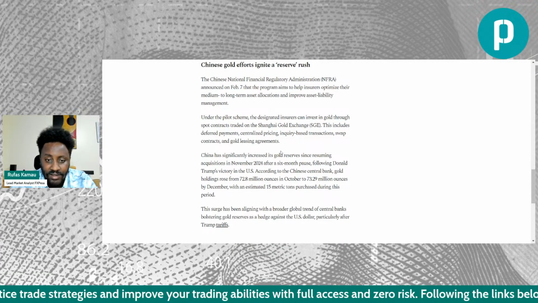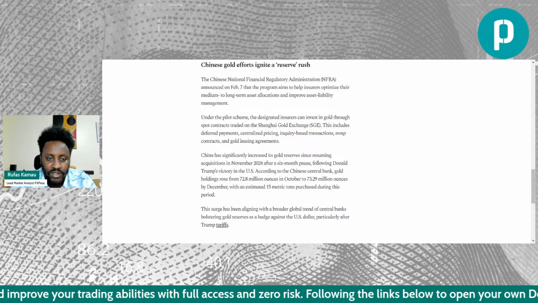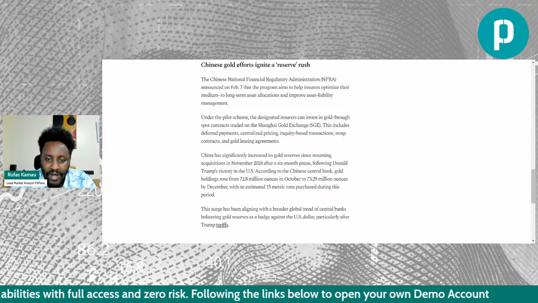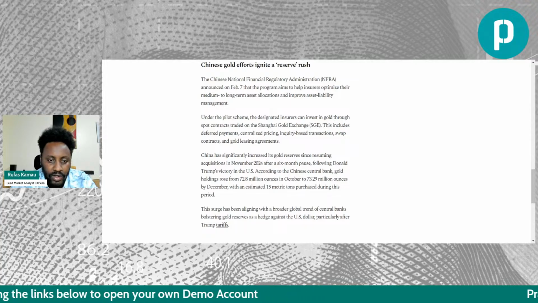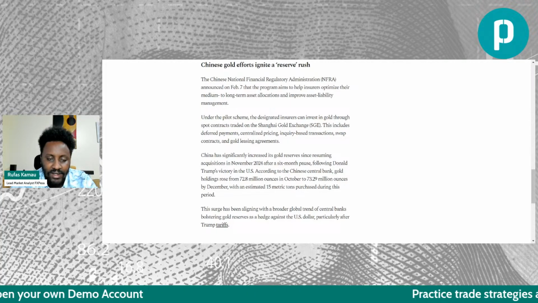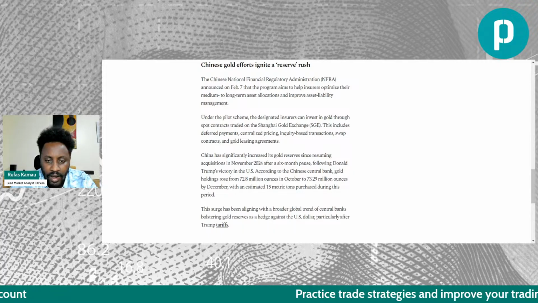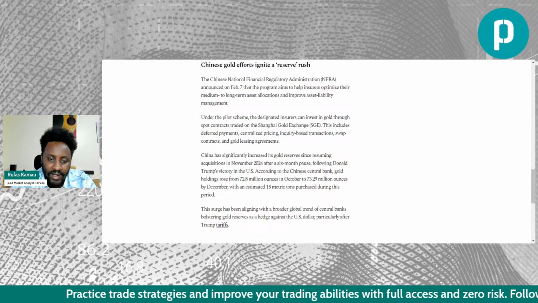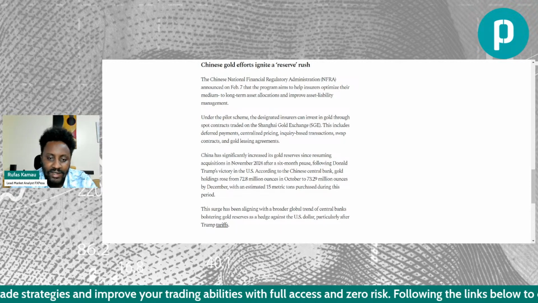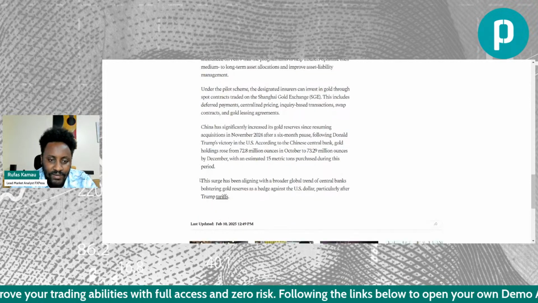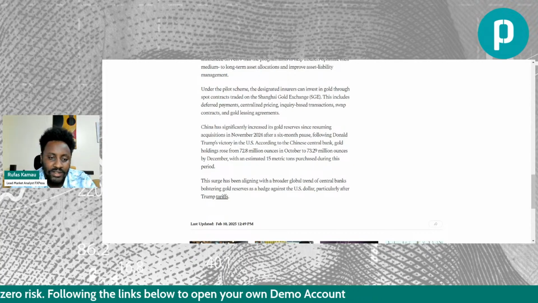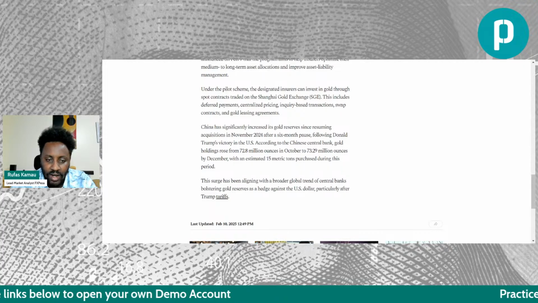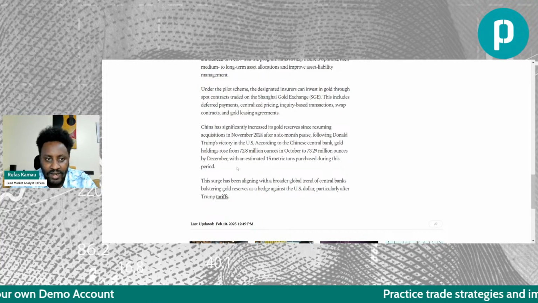China has significantly increased its gold reserves since resuming acquisitions in November 2024 after a 6-month pause. Following Donald Trump's victory in the US, according to the Chinese central bank, gold holdings rose from 72.8 million ounces in October to 73.29 million ounces by December, with an estimated 15 metric tons purchased during this period. So this surge has been aligning with a broader global trend of central banks bolstering gold reserves as a hedge against the US dollar, particularly after Trump tariffs.